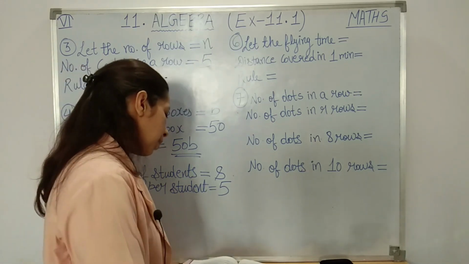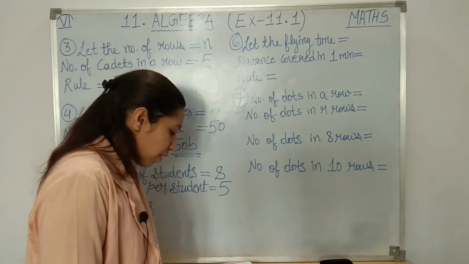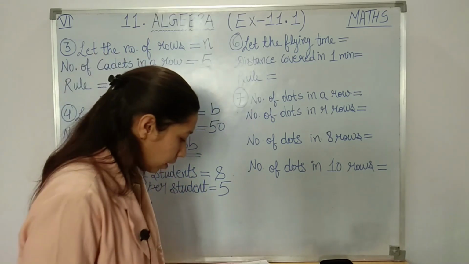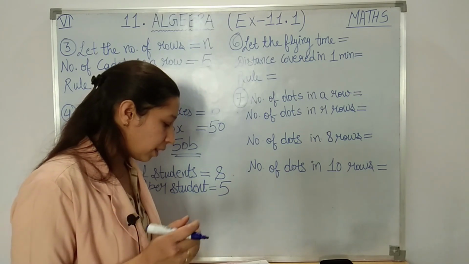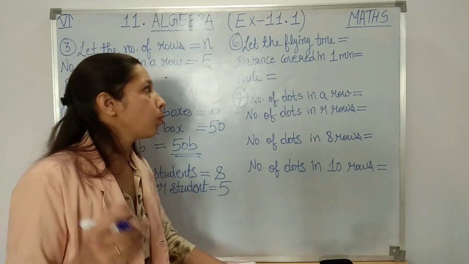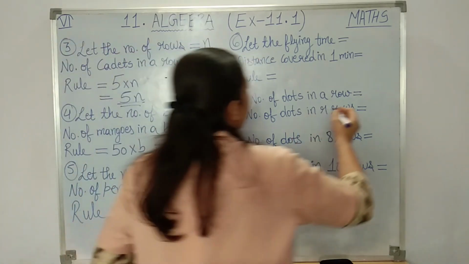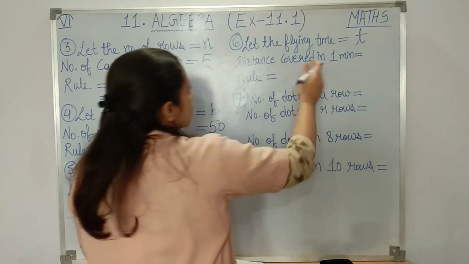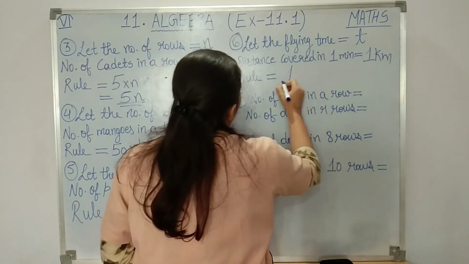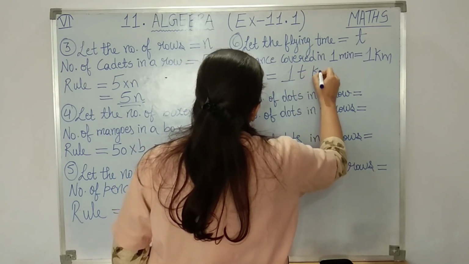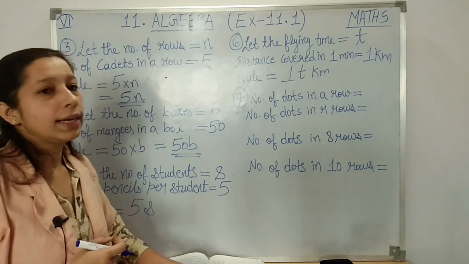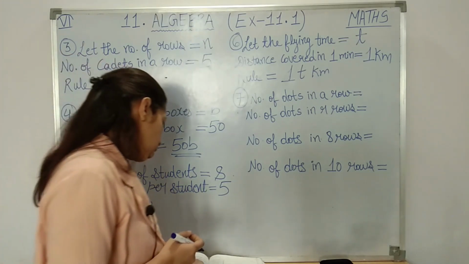Okay, next question, question number 6. A bird flies 1 kilometer in 1 minute. So in 1 minute the bird is flying 1 kilometer. Okay, can you express the distance covered by the bird in terms of its flying time in minutes? Use T for flying time in minutes. No problem. We have written let the flying time be T. Distance covered in 1 minute, 1 kilometer. So what will be the rule, students? 1T kilometer means distance covered into time will give you the total distance covered. So 1T kilometers.